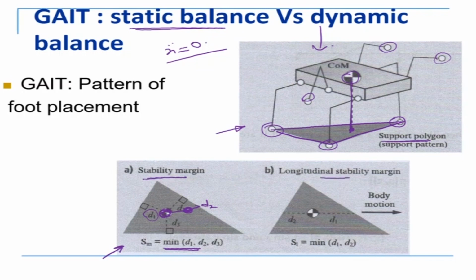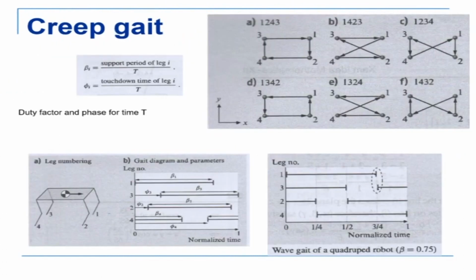The other is longitudinal stability margin. In the direction in which the robot is moving, you have d1 here and d2 here, the distances from the boundaries. So the minimum of d1 and d2 will give you the longitudinal stability margin. But please note this is static balance, so it is walking very slowly. And now let's look at different kinds of gait.